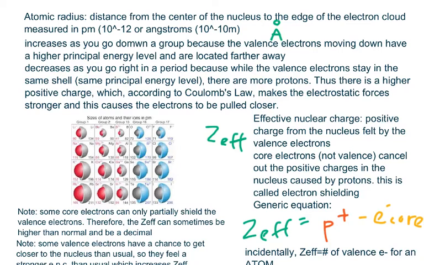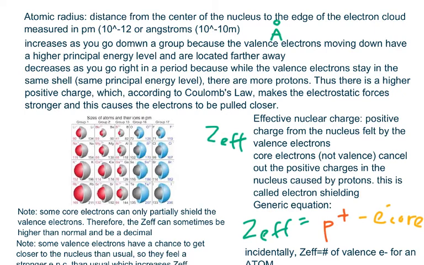Hi everybody, in this video we will talk about the trends on the periodic table, because we have a nice foundation on how electrons work after watching the first 3 videos, or maybe from your past experience. So let's take a look at how the atomic radius changes as you go around the periodic table.